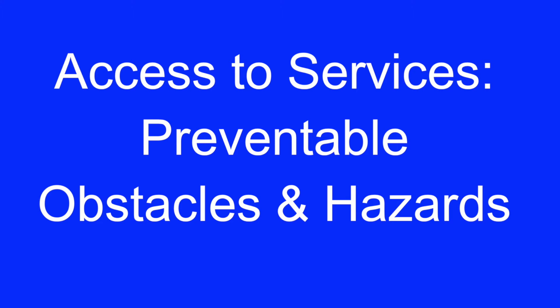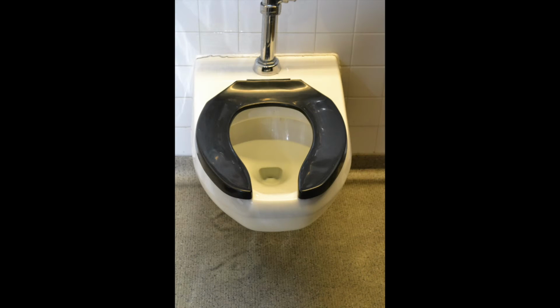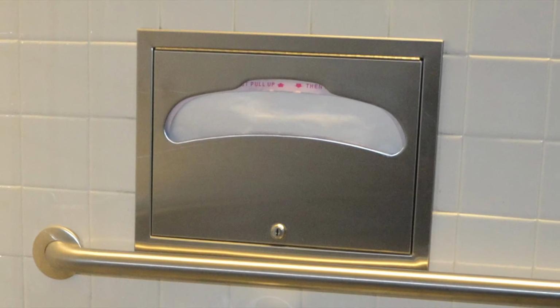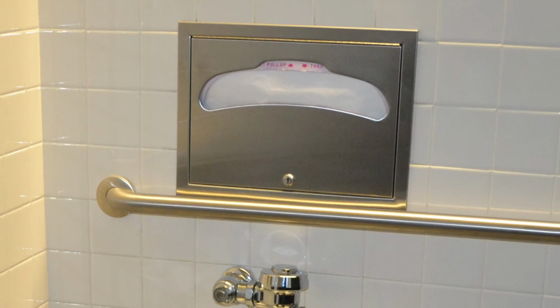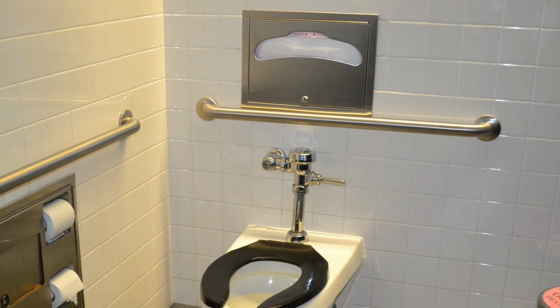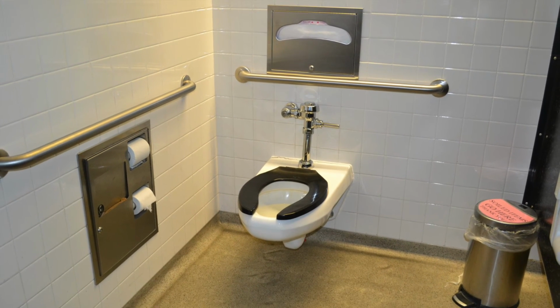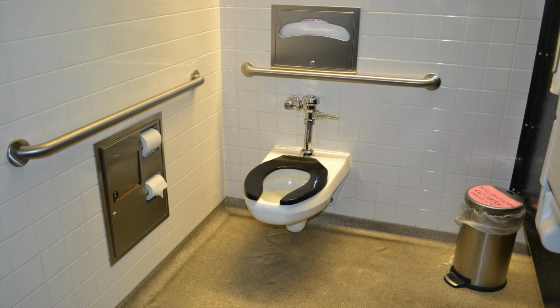Access to services, preventable obstacles, and hazards. Sometimes the design is right, but human error can create an obstacle that will prevent accessibility. A split toilet seat can pinch or cut someone who has no control or feeling in their legs. When there's a paper dispenser for the toilet seat, according to 2011 Oregon Plumbing Specialty Code 408.2.2, a full round toilet seat can be used if a seat cover dispenser is available.